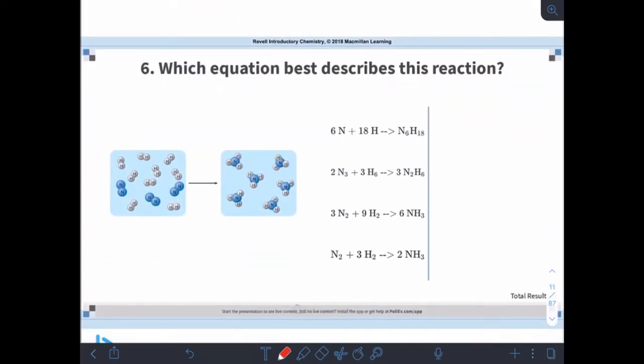All right, so which equation best describes this reaction? So let's see what we have here. I've got 1, 2, 3 N2s. It looks like 1, 2, 3, 4, 5, 6, 7, 8, 9 H2s. And then on the right, looks like I have 1, 2, 3, 4, 5, 6 NH3s. Okay, but I want to make sure everything is in the lowest possible multiples of itself. So I'm going to divide everything by 3. So I have N2, 3H2, and 2 NH3, which is our bottom equation.